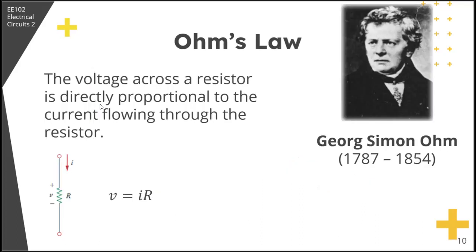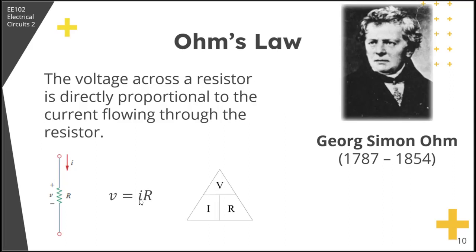The German physicist Georg Simon Ohm discovered the relationship between the current and the voltage for a resistor. This relationship is known as Ohm's law. Ohm's law states that the voltage across a resistor is directly proportional to the current flowing through the resistor. This is mathematically expressed as V is equal to IR.